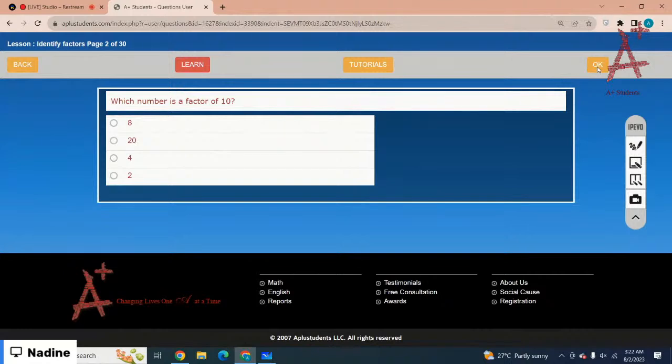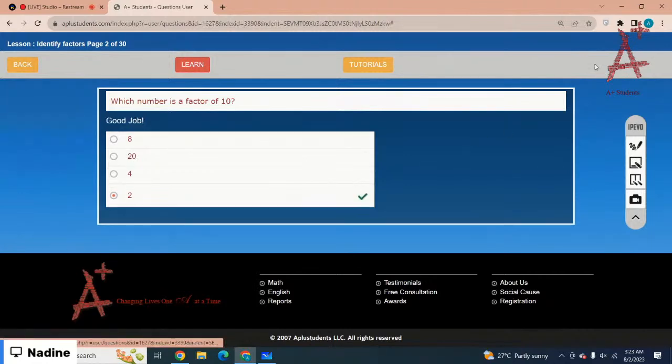Factors mean which number can evenly divide 10, right? So if you divide 10 by 8, you have a remainder. Yes, the correct option is 2. Only 2 is the number that can evenly divide 10 without any remainder, right?